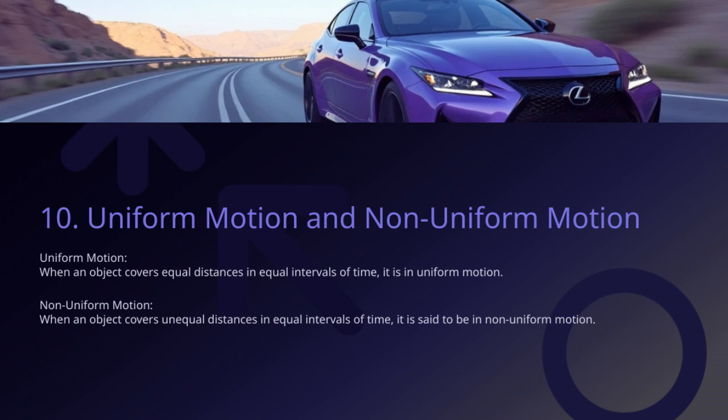On the other hand, when an object covers equal distances in equal intervals of time, it's in uniform motion. This indicates a constant speed, making its motion steady and predictable. Recognizing the difference between these two types of motion helps us understand how objects move in different situations. As we go further, we'll explore how these concepts apply in real-world scenarios and their significance in understanding motion overall.